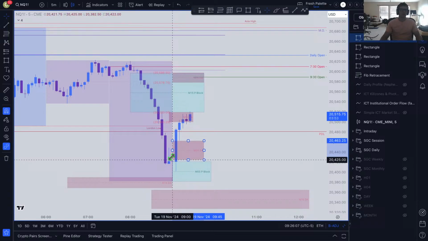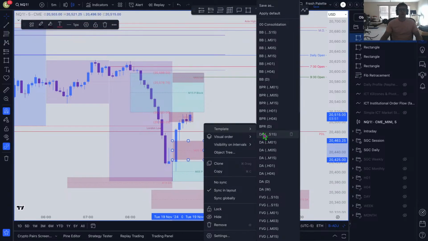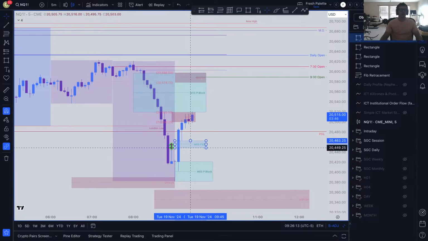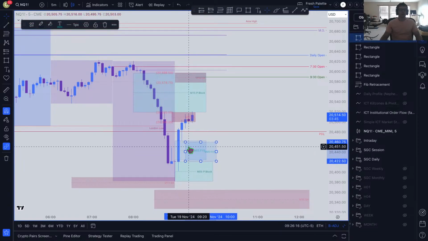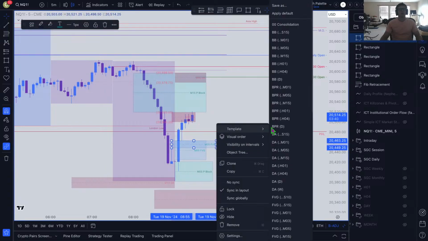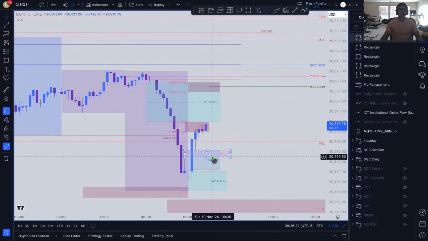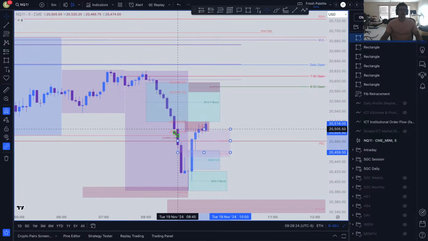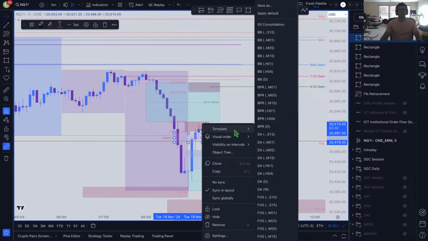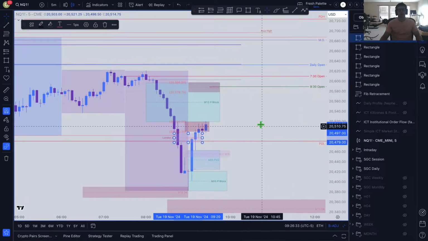Because what could happen is what I've been observing, that you have that fair value gap, and then let's just put this in here too. You have this balanced price range here. And then you also have this inversion, which has already been used, I would imagine. Yeah, right there. You've got this inversion fair value gap right here.